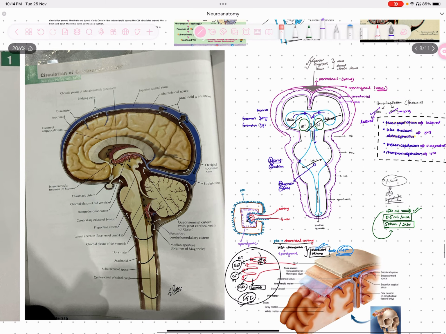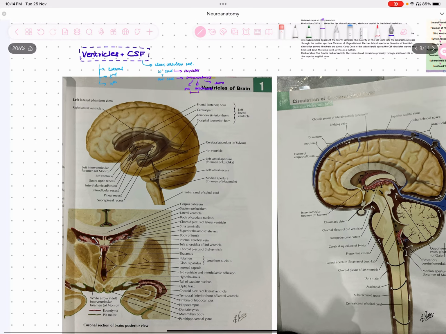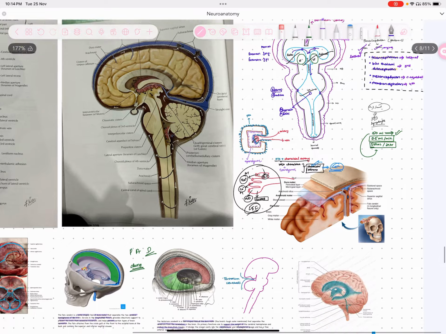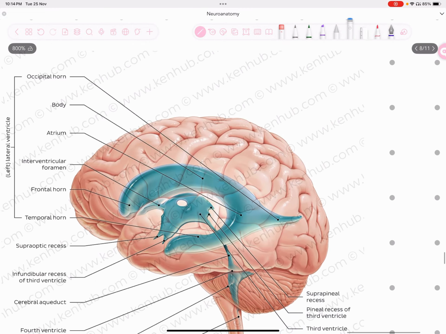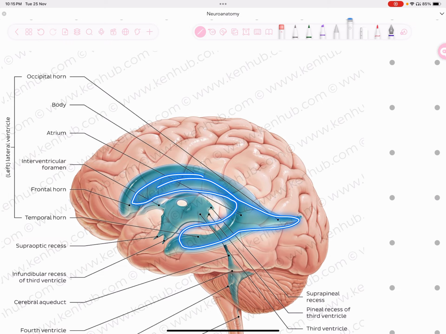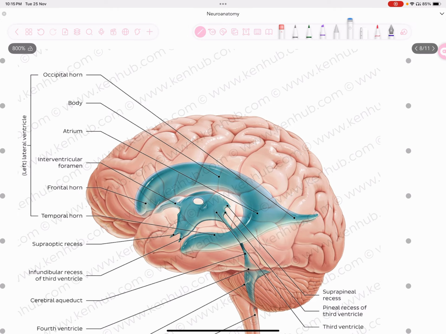Now moving forward, very important: ventricles. Let's come back to the ventricles. First, let me just clear the anatomy of the ventricles, and then we'll talk about the circulation of the CSF. Here you can see this is your lateral ventricle. This entire structure is the lateral ventricle. Then where's the third ventricle? First, clearly you need to know that this entire thing is the lateral ventricle.